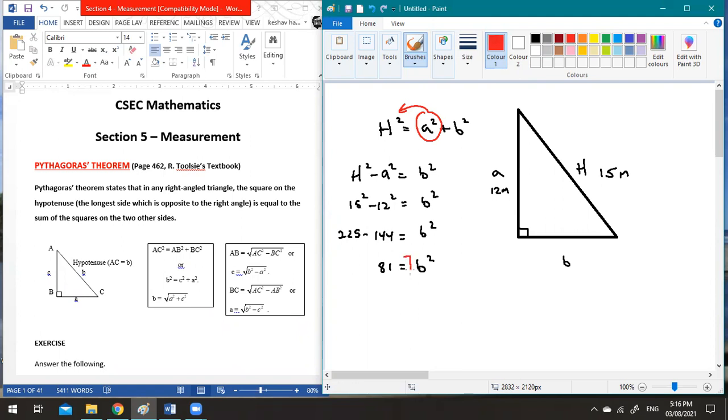So what you have to do now is square root. And if you square root one side, you have to square root the next. So the square root of 81 is 9. B is equal to 9. And we have to put the units. So B is equal to 9 meters.